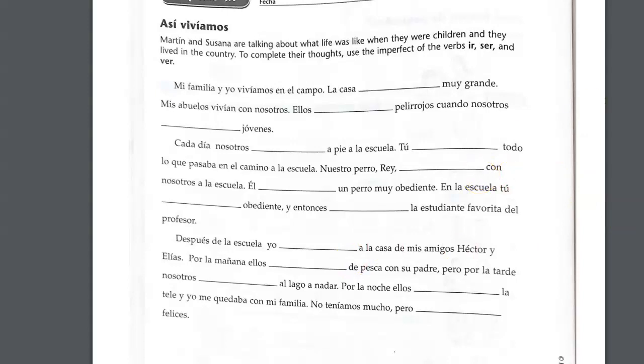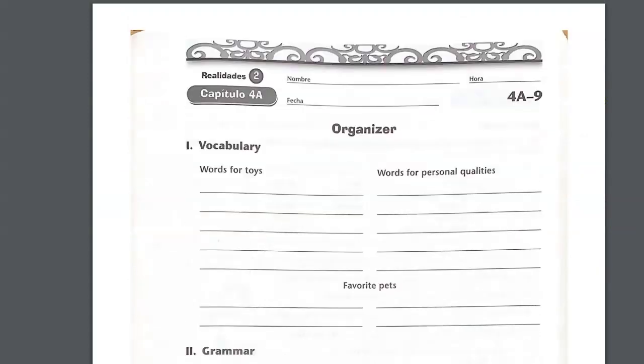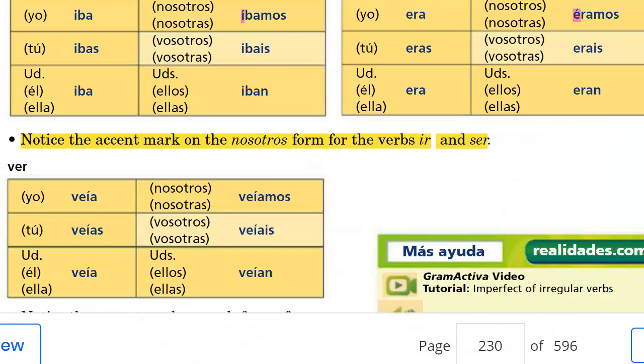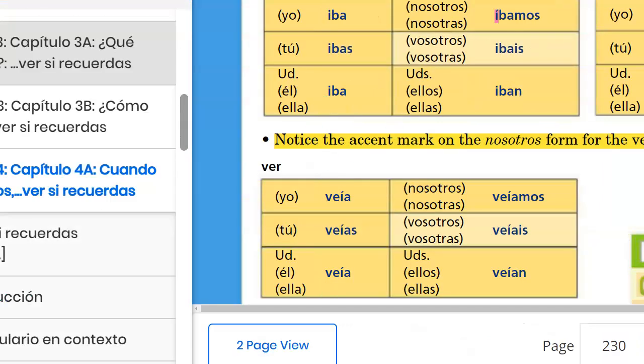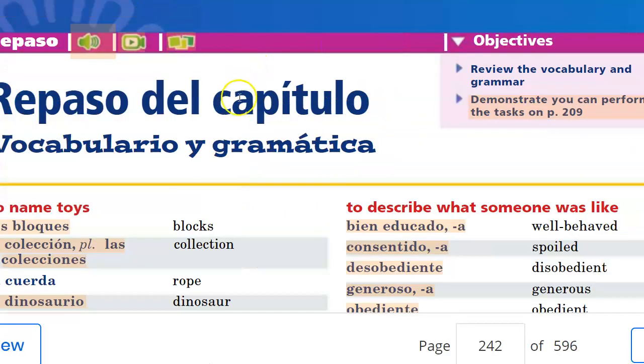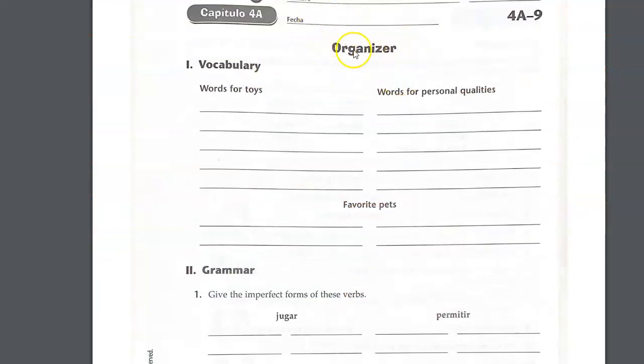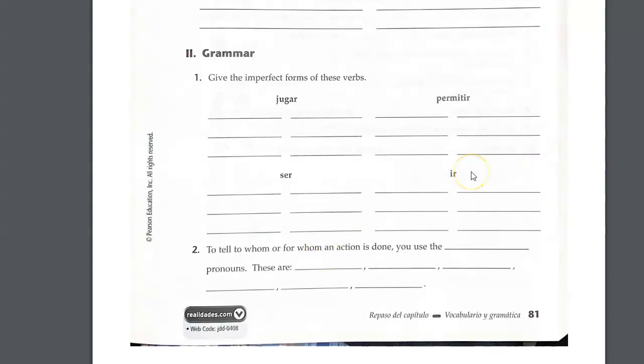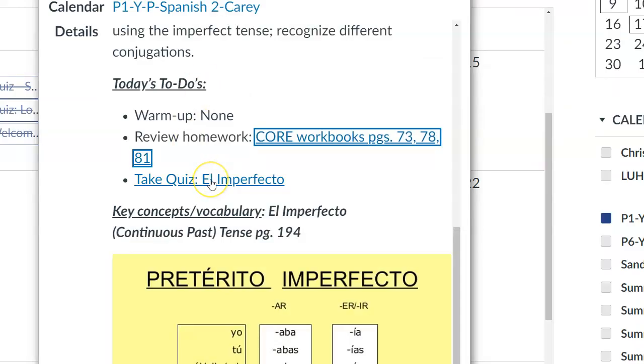And then the last page is pretty self-explanatory in that you are just pulling that key vocabulary and grammar from page 208 and organizing it. This last page, page 81, is what we call a graphic organizer, just an opportunity for you to take inventory of all the key vocabulary and grammar that we discussed in this chapter. You guys are then going to take your quiz on the imperfect out of 40 points. You'll have the remainder of the period to do so.